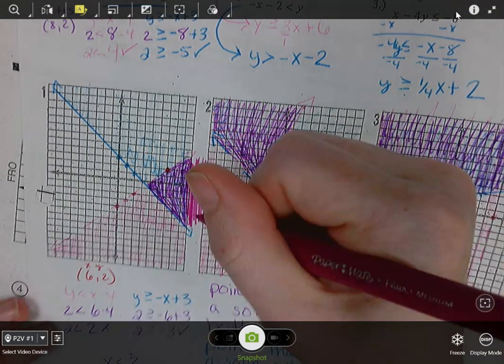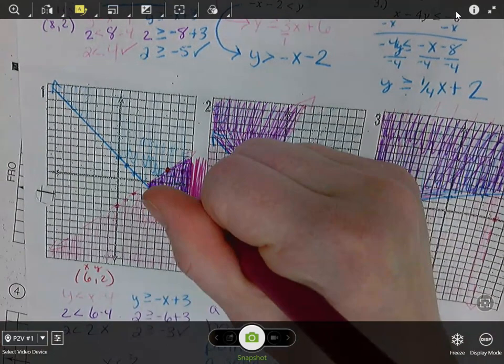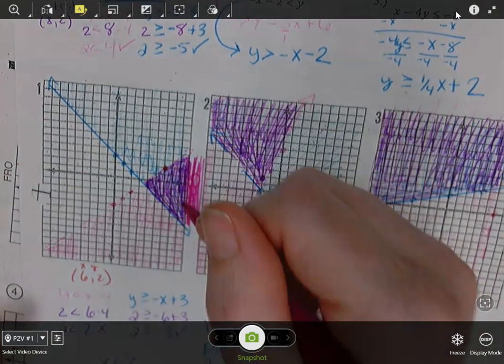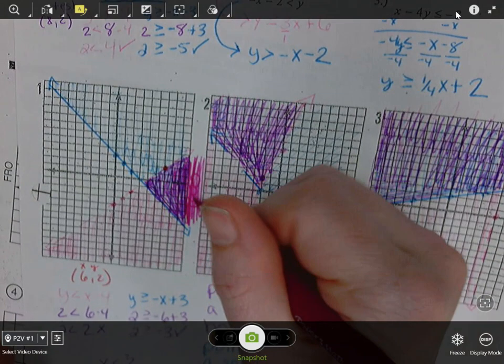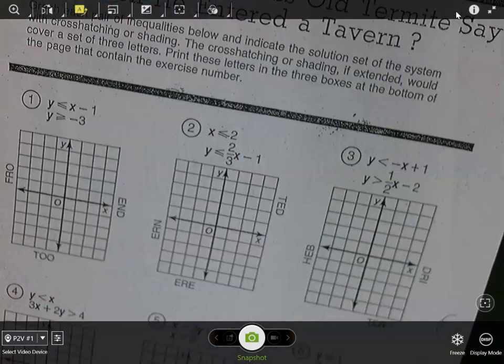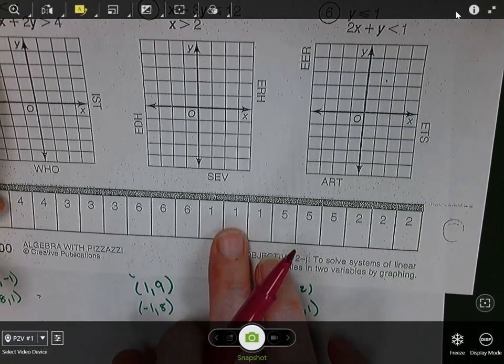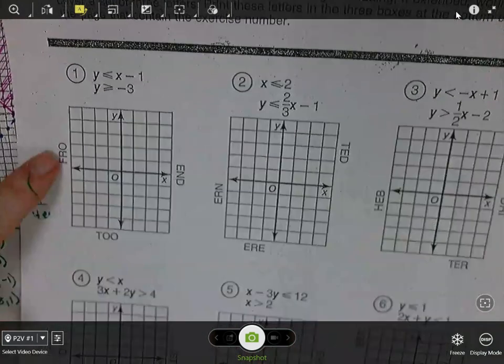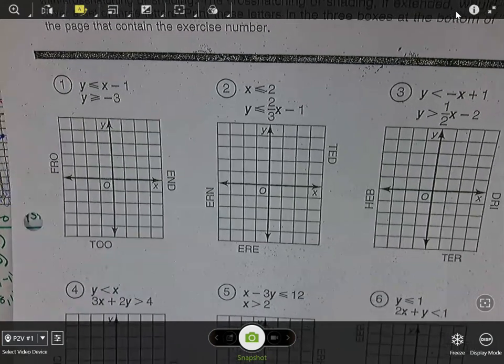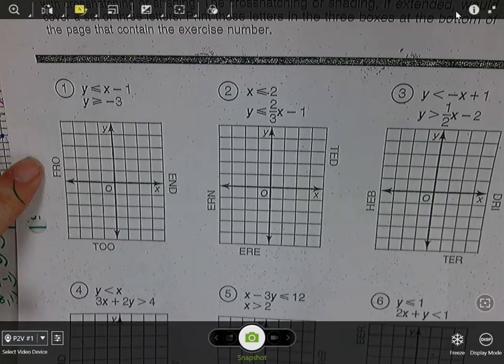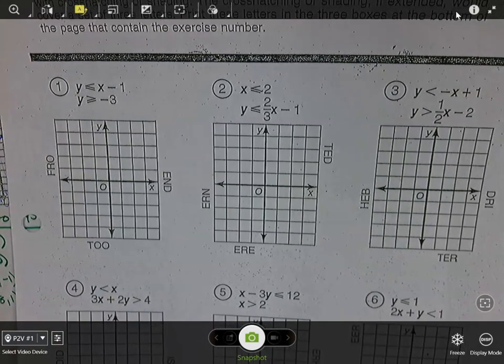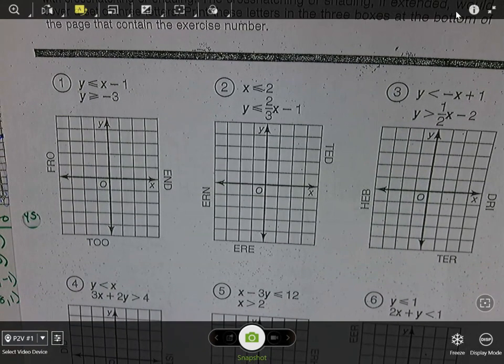Now, on your worksheet, there are 3 letters right there. Let's say it's TWO. If you were to extend it and it were to cover those 3 letters, TWO, then down here in number 1, in those boxes, you would put TWO. So your final solution should extend to either the FRO, the TOO, or END. It looks like there are 6 problems, and some of them are in slope-intercept form, some are not.